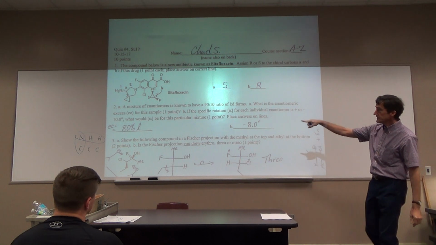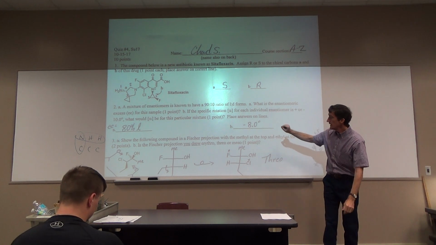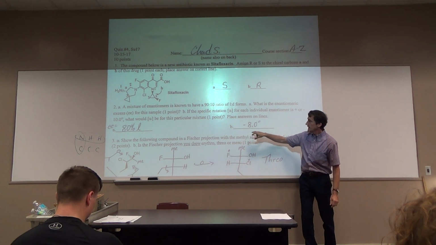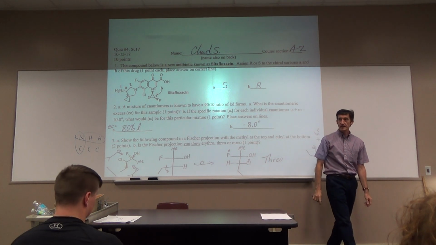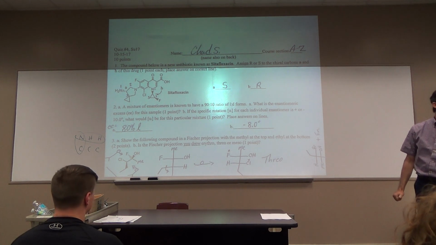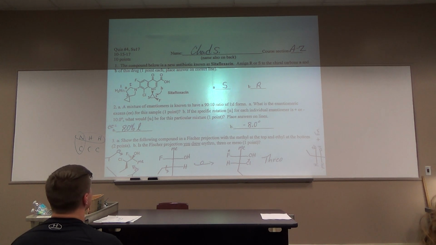It looks like an 80% EE of L. That's what rotates. You get 80% of max. Max was 10. It'd be negative 8.0. No calculator required. How we doing? No?